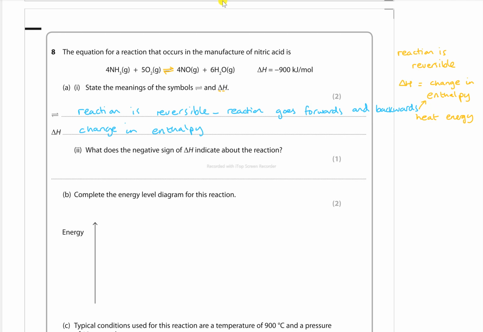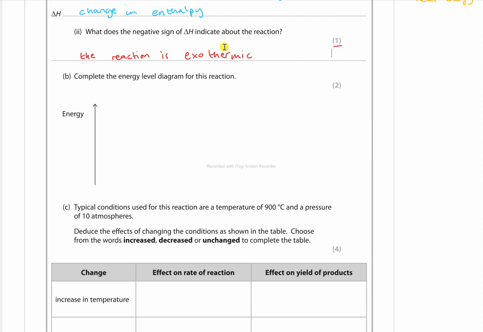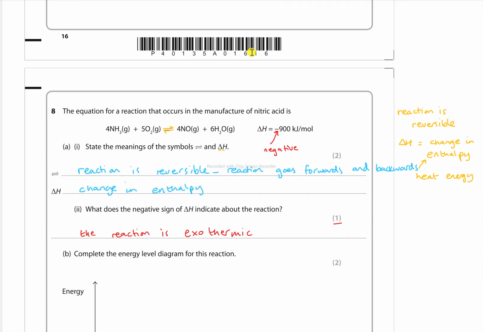And what did we say about this minus sign here? This negative delta H. Right, the negative delta H tells you the reaction is exothermic. It's only 1 mark. Right, complete the energy level diagram. It's exothermic. Exothermic. Okay.